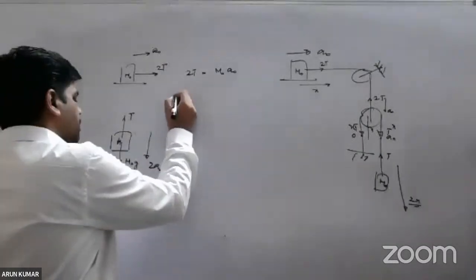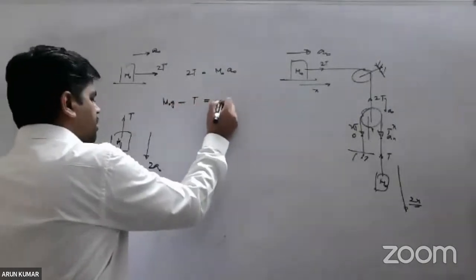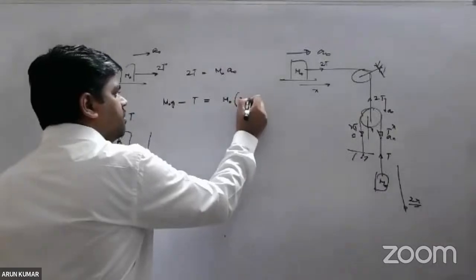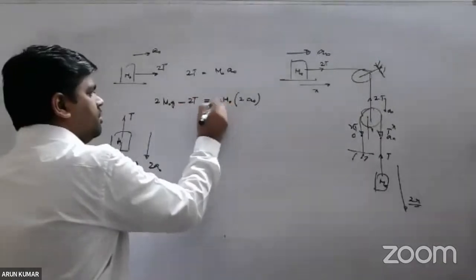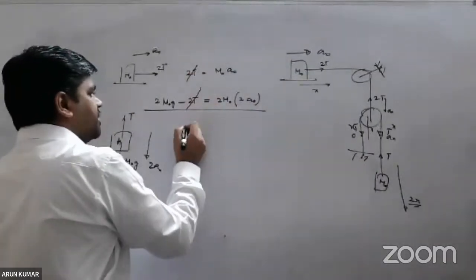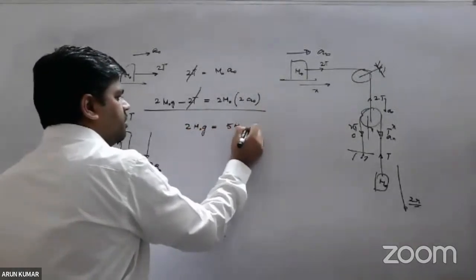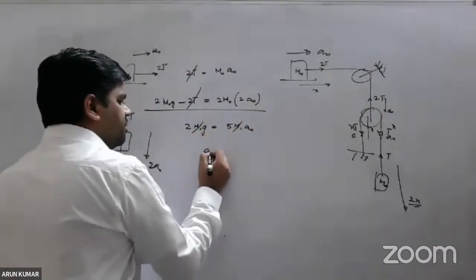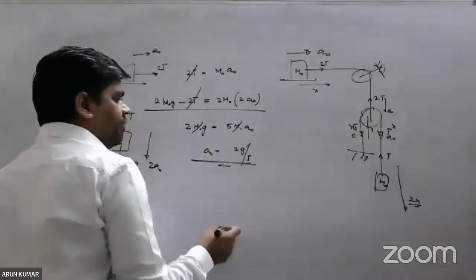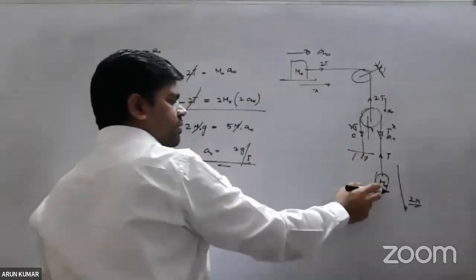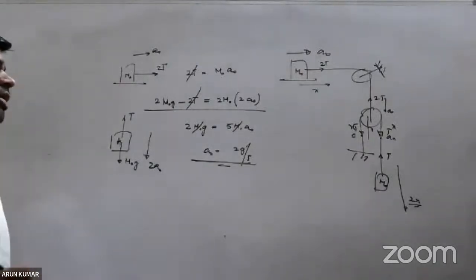So the equation for this would be m naught g minus T is equal to m naught into 2A naught. I multiply this with 2 and add these two equations. 2T gets cancelled out. So 2m naught g is equal to 5m naught into A naught. m naught gets cancelled out. A naught is equal to 2g by 5. If A naught is 2g by 5, acceleration of this block is 4g by 5. Alright?